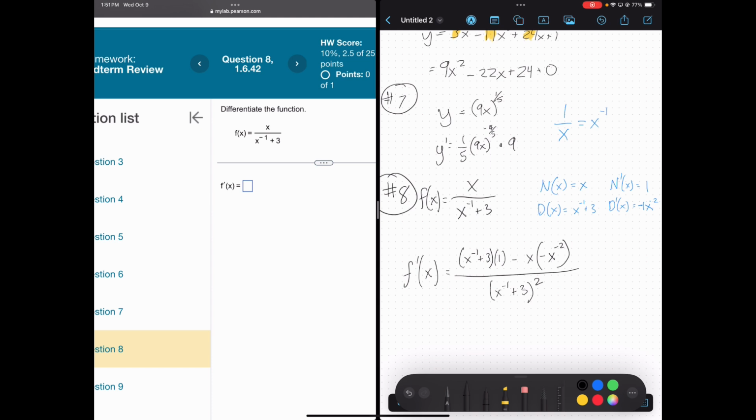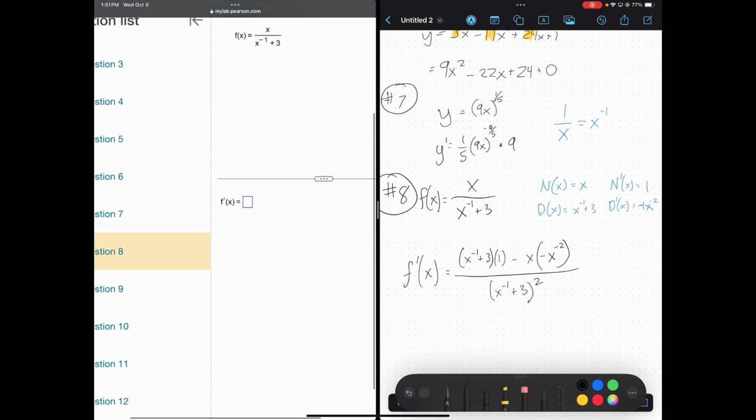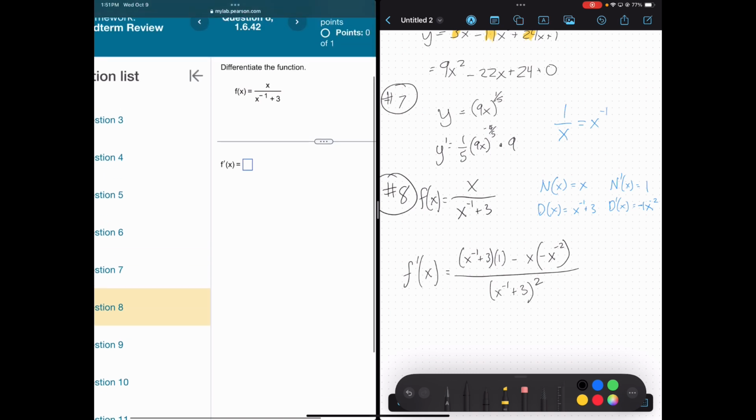Now remember, you'll notice there's no blue text next to this little submission box, meaning you don't have to simplify your answer. You can just type this in the way it is, and it'll give you credit.